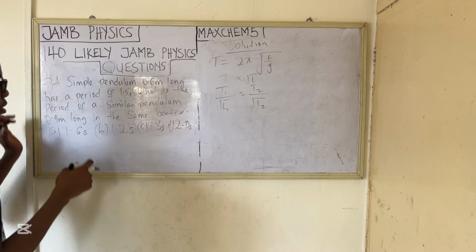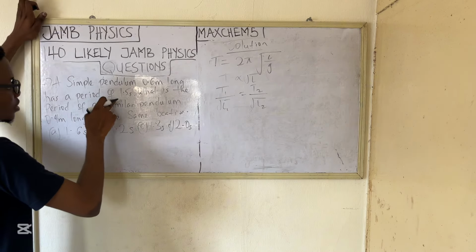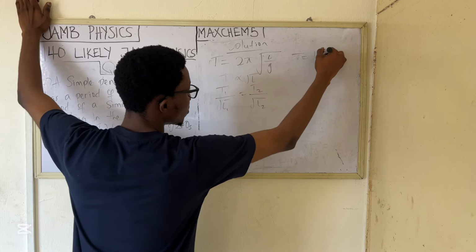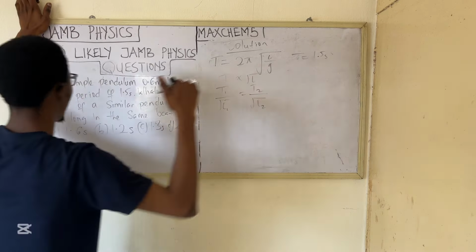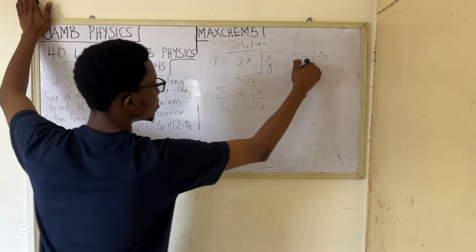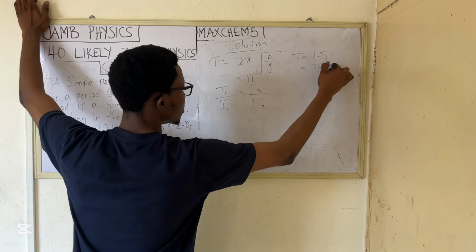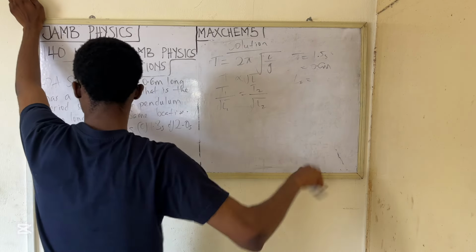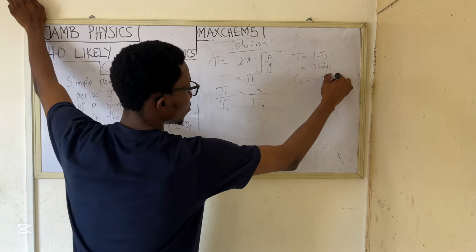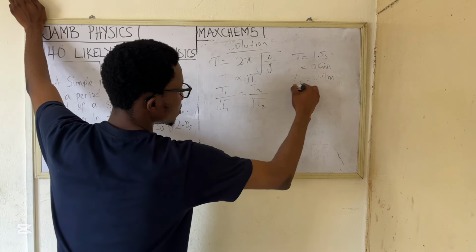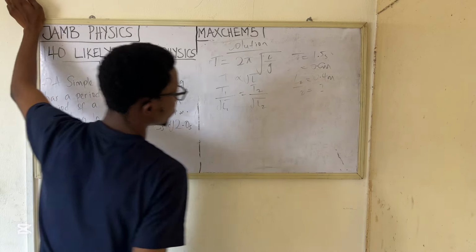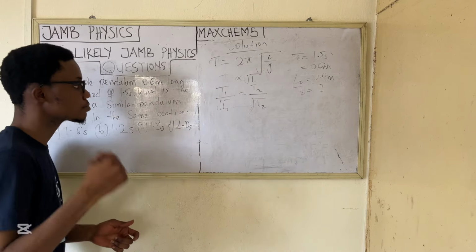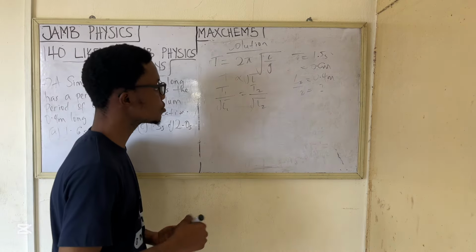So let's look at our parameters now. We have T, which is the period. T1 was given to be 1.5 seconds. We now have our L1 to be 0.6 meters. Then we have L2 to be 0.4 meters. Then for T2, we ask you for the period when the length is 0.4 meters.